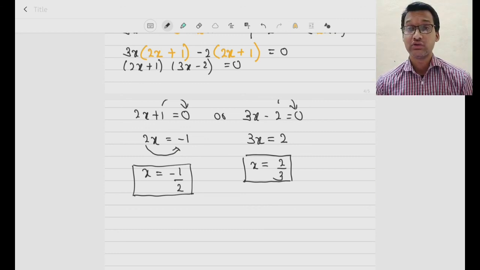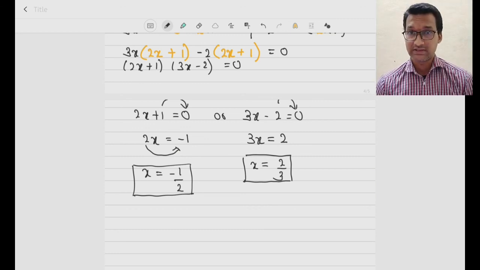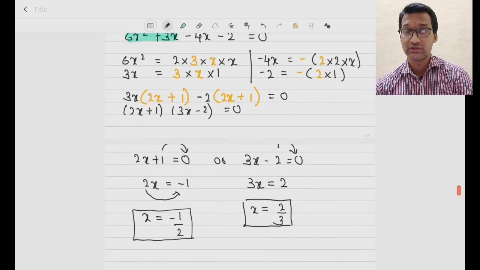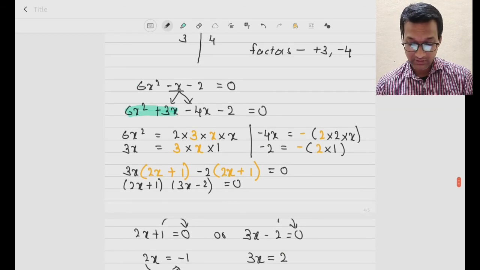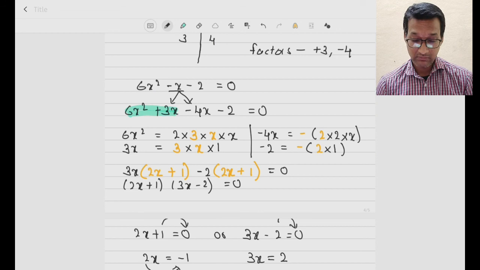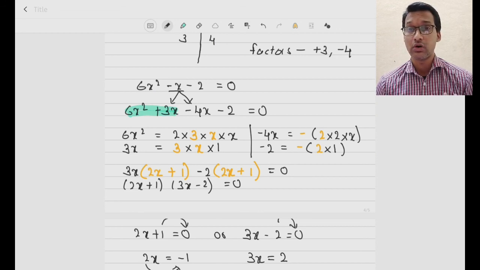So we have two values of x for which LHS will become equal to RHS. You can substitute these values in the given equation, that is 6x square minus x minus 2, and see whether we are getting 0 or not.